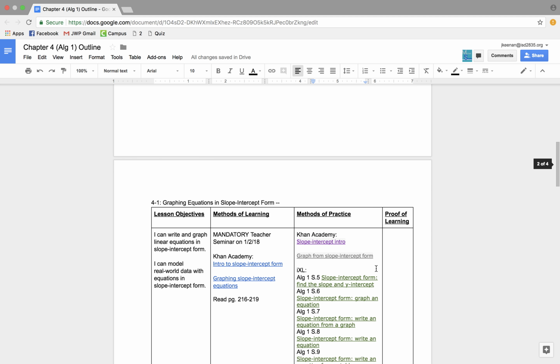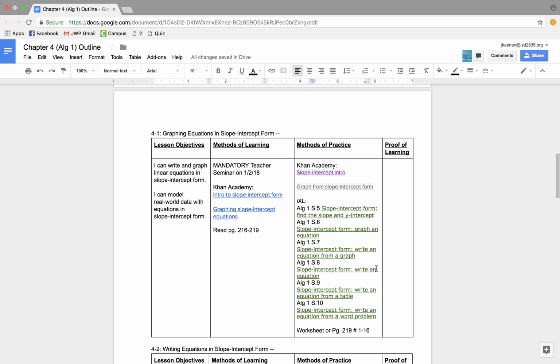Okay, so for example here, first chapter 4, lesson 1. This is the Algebra 1 outline. Your Math 7 outline is very, very similar. You have your lesson objectives. It says, I can write and graph linear equations in slope-intercept form, and I can model real-world data with equations in slope-intercept form.